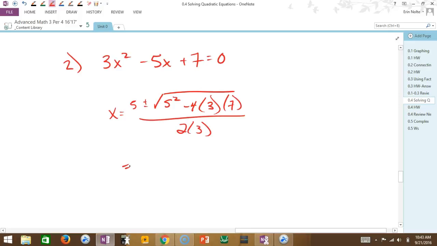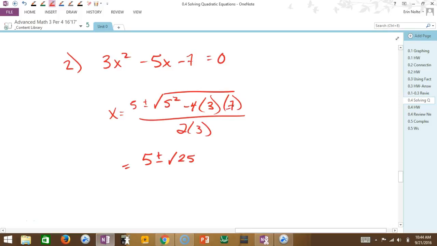Okay, let's do the chug. I'm working inside the radical. What's 5 squared? 25. And 4 times 3, 12 times 7. Uh-oh. Dang it, I got too complicated. Okay, ready? I'm going to change this really slightly. My bad. I'm going to make it a minus 7. Just a minor change.